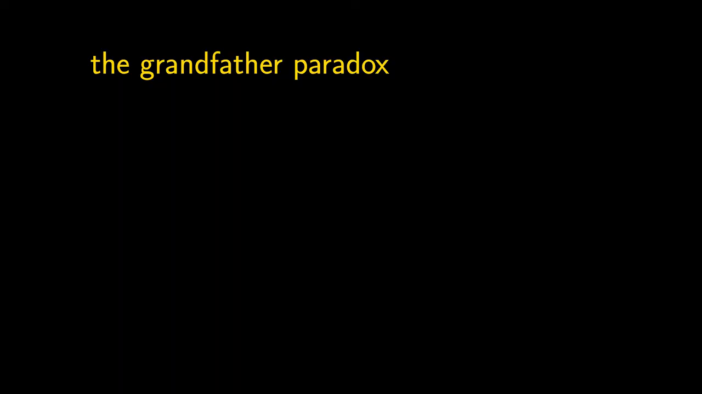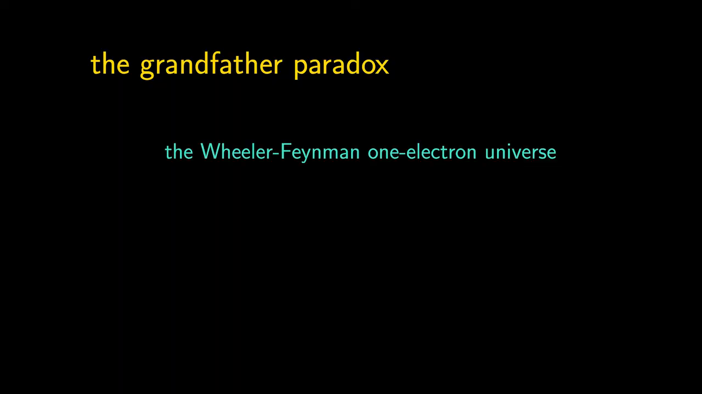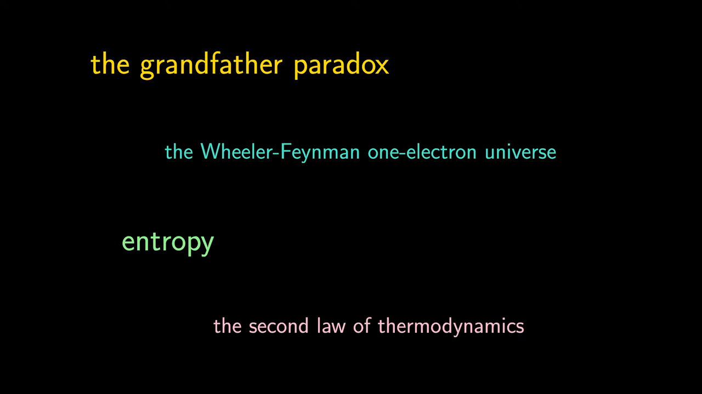All right, that's enough of history. I'm a physicist. Let's talk physics, okay? We're here to talk physics. So there's a couple of terms that are going to come up in the movie, and I want to talk about them right now with all of you. One is the grandfather paradox. Another is the Wheeler-Feynman one-electron universe theory, entropy, and the second law of thermodynamics. I'm going to talk about all of these and hopefully explain what they all mean.